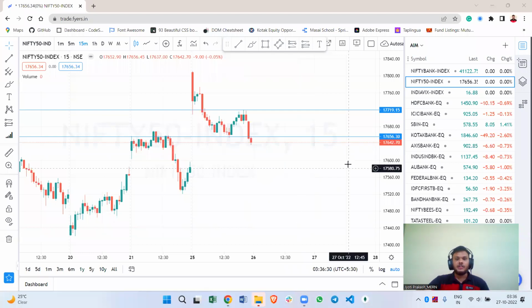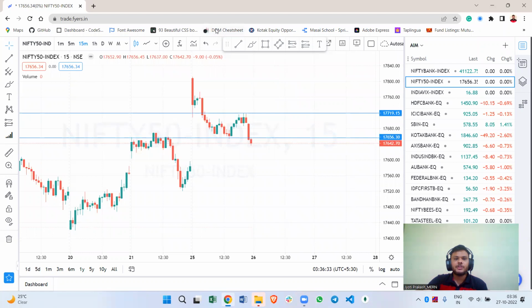But another thing can happen if the market opens gap up. If it opens gap up, it needs to close above 17,760 to 780 for any buying scenario. If it closes above 17,760 or 17,800, then we're going to take a trade for buying, and our target will be 17,840 to 17,850.